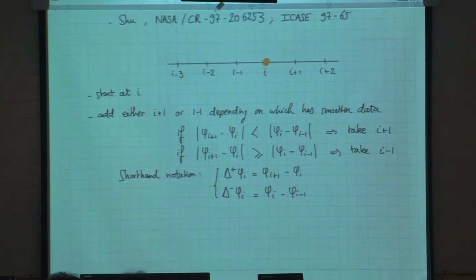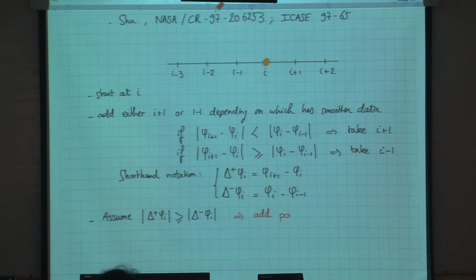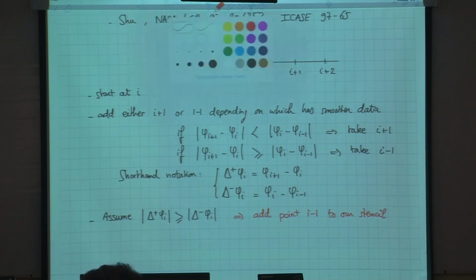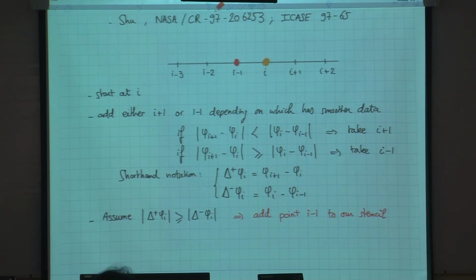So, at this point, let's continue and assume that the left direction was smoother. So we're going to assume that the variation delta plus of phi sub I is larger than the delta minus of phi sub I. And as a result, at this point we've made our choice. We add point I minus 1 to our stencil. So at this stage, we know that point I and point I minus 1 are part of our stencil. I'll add this red dot here. So at this point, this is our stencil.